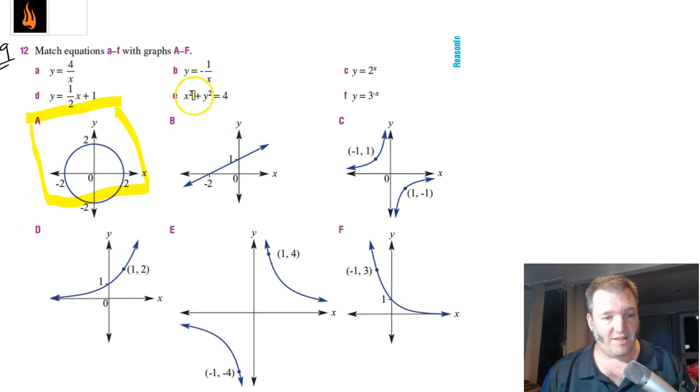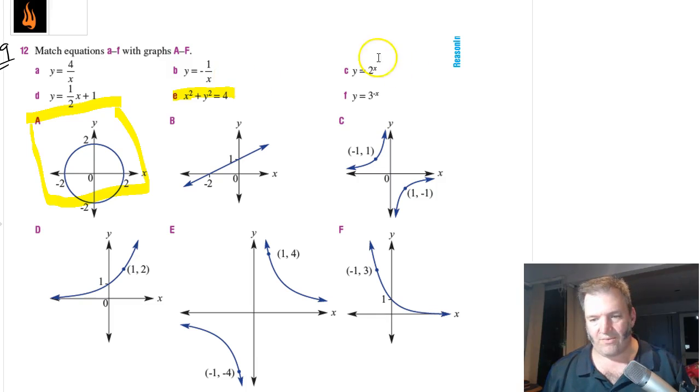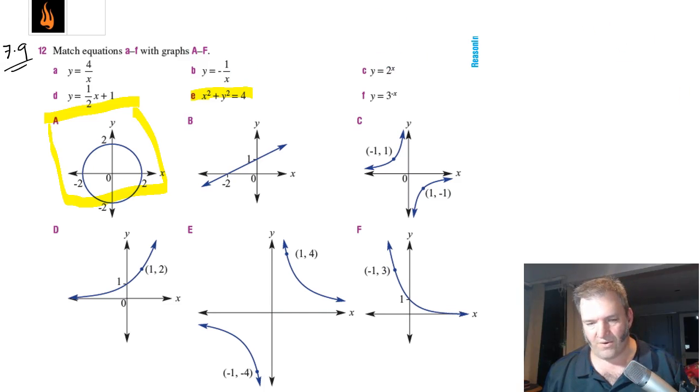What do we notice about that? That's a circle. There's only one circle there. It's got an x squared and a y squared. So that wasn't too hard, was it? All right, what about the next? What else have we got here? 2 to the power of x. So that's going to be an exponential equation increasing like that. Oh, well, there's only one of those.